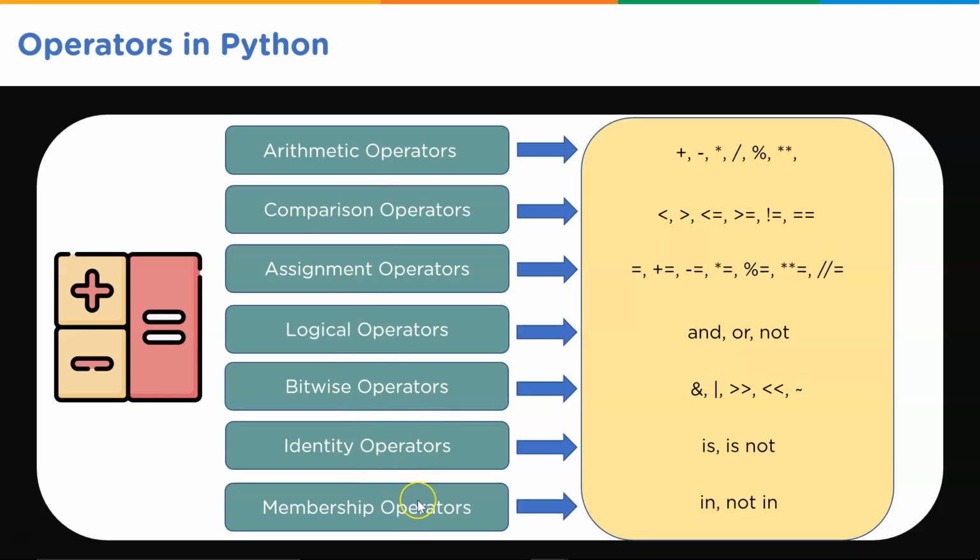And finally, we have membership operators. Membership operators are used to test whether a value or variable is in a sequence. You have is and is not as identity operators. In membership operators, we have in and not in. Now let's head over to our Jupyter Notebook and we'll explore all these operators one by one.